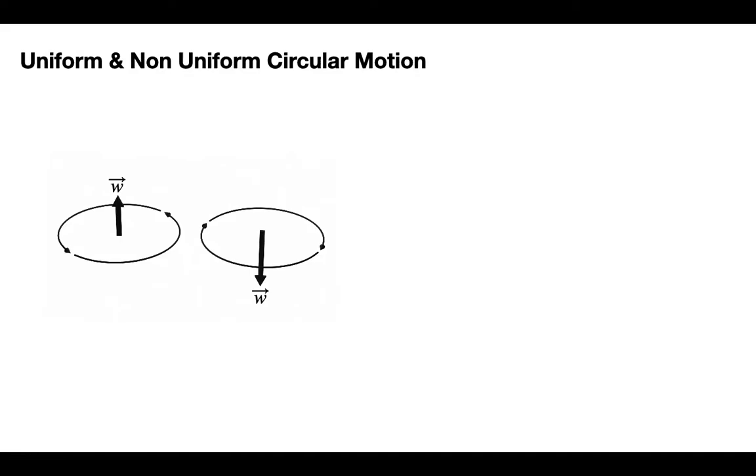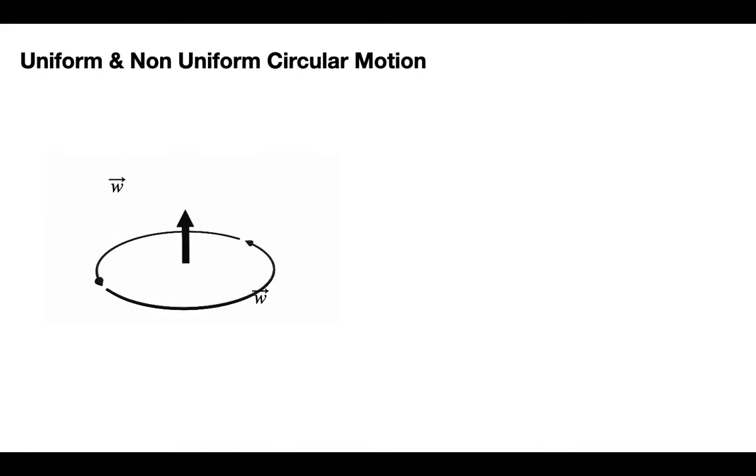Let's understand uniform and non-uniform circular motion. So here, the object is moving with a uniform velocity, and the direction is given by the right hand thumb rule. Now we add the acceleration to it, which is shown in red, and you see the angular velocity increases. So this particular example is a non-uniform circular motion.